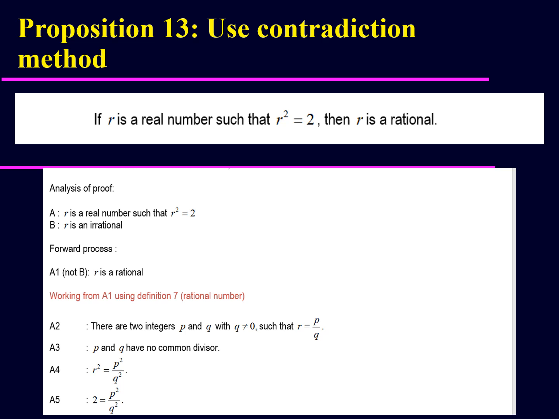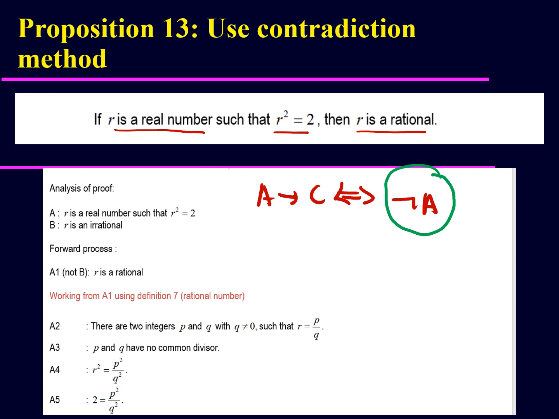In this video, we will discuss Proposition 13. In this proposition, we will use the contradiction method to find a contradictory statement in A. Proposition 13 is about: if R is a real number such that R squared is 2, then R is irrational. The contradiction method is based on this implication: A implies a contradiction, which is logically equivalent to the negation of A. So based on this method, we can find a contradictory statement in A.